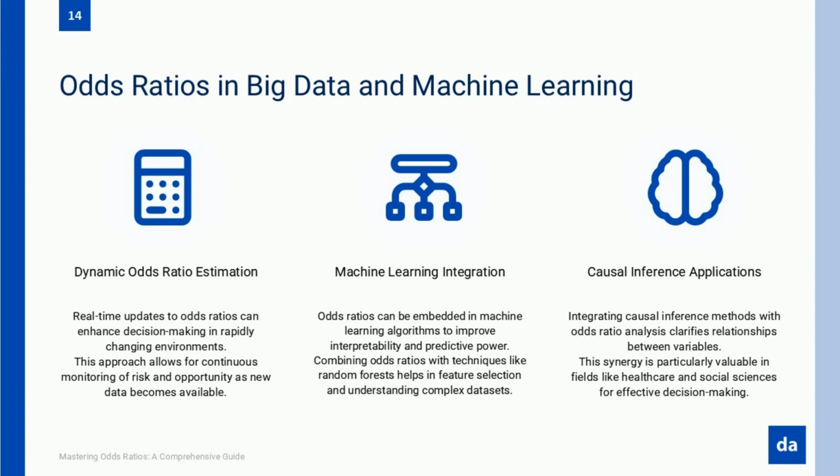However, the collision between classical statistical methods and artificial intelligence is not a zero-sum game. Instead, it's creating innovative approaches that leverage the strengths of both worlds. Machine learning algorithms excel at handling large-scale, high-dimensional data and uncovering complex patterns. By integrating odds ratios into these advanced models, we can maintain interpretability while harnessing the power of big data.